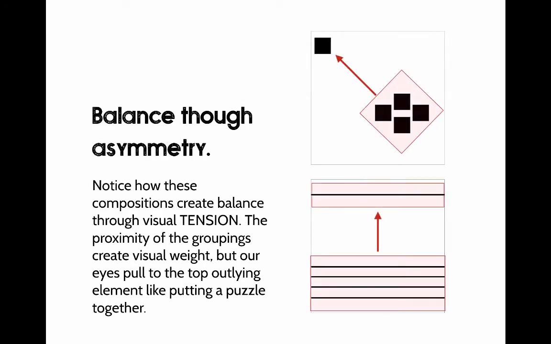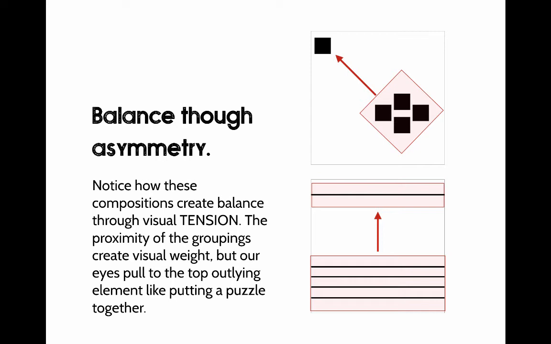If you look at the top one, for instance, what's happening, actually in both of them, is you're creating balance through a visual tension. So even though it's asymmetrical, it doesn't mean that it's not balanced. The reason this is working for both of these is that the proximity of the groupings creates visual weight, like the heavier dark areas. But our eyes pull to the top, to the little outlier element, because our minds are always wanting to put pieces of a puzzle together. If we see something off to the side, immediately our eyes are going to be drawn to it.